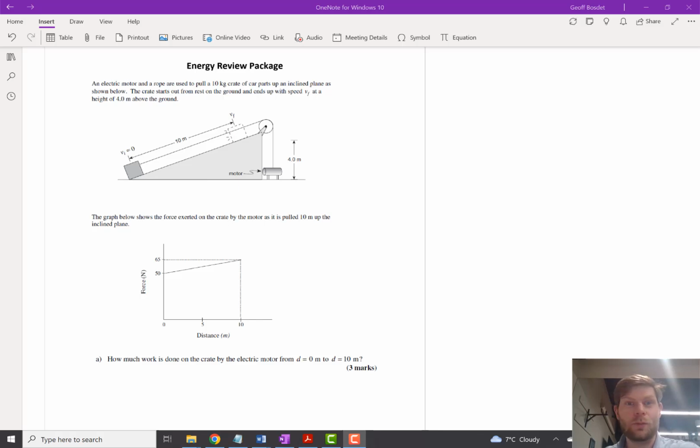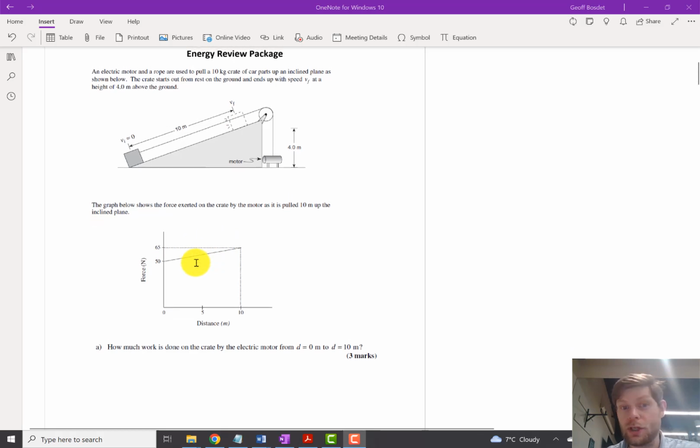All right, I'm going to go over the energy review package with you guys. First question is a bit of a tricky one. To start off with, we've got this block being pulled up a ramp by a motor. It's not moving at the bottom, it is moving at the top, and it's up. But it'd be sure nice to know how much work the motor did.